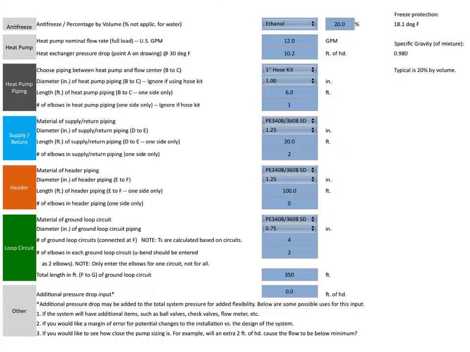All right, then we key in the distance. Again, this is one side only. So we're going to key in 20 feet, which is from the flow center to the building penetration. And the number of elbows, again, one side only. In this case, we're using for our example 2 elbows per side, or 4 total.